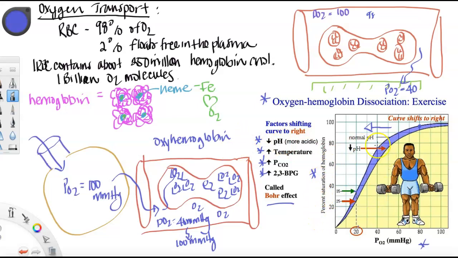Make sure you know this diagram. Going to the right makes oxygen less sticky to hemoglobin. Going to the left makes oxygen more sticky to hemoglobin. Make sure you understand that.